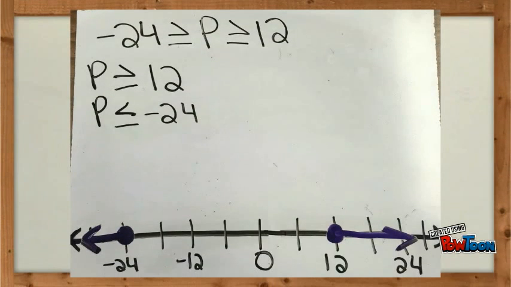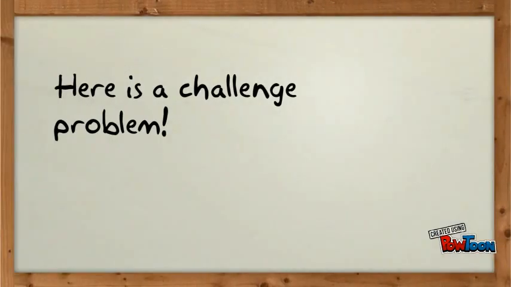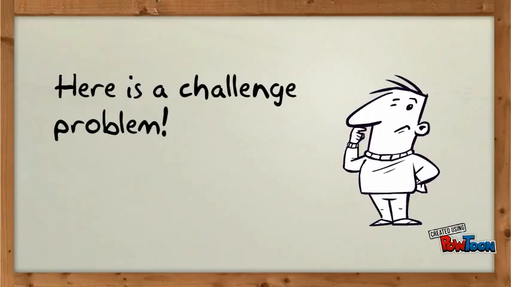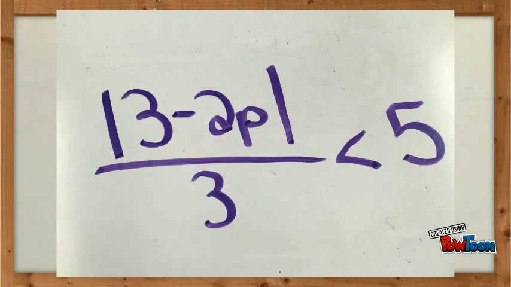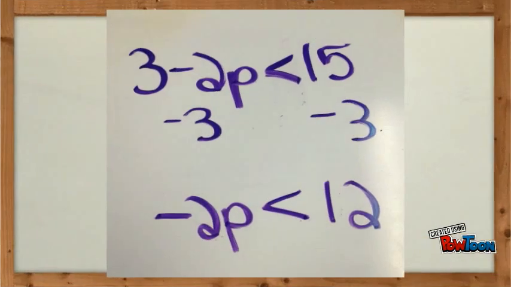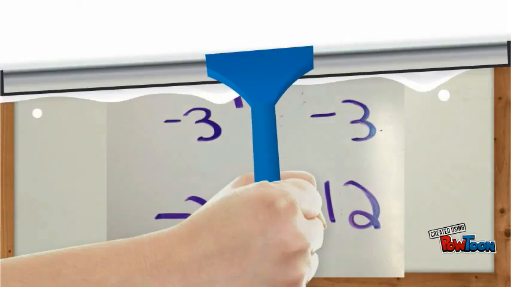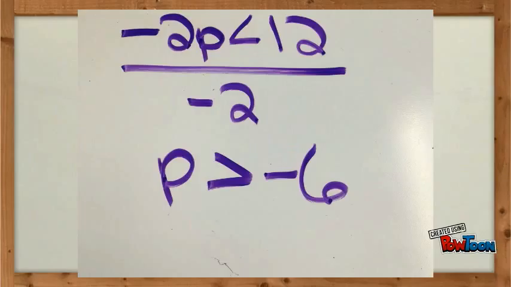Here's a challenge problem. First, on this problem, you have to multiply each side by 3. Once you multiply everything by 3, you subtract 3 from both sides. Once you subtract 3, you divide both sides by -2. When you divide by a negative number, you have to flip the inequality sign. After you are done dividing, you graph your point on the horizontal number line.